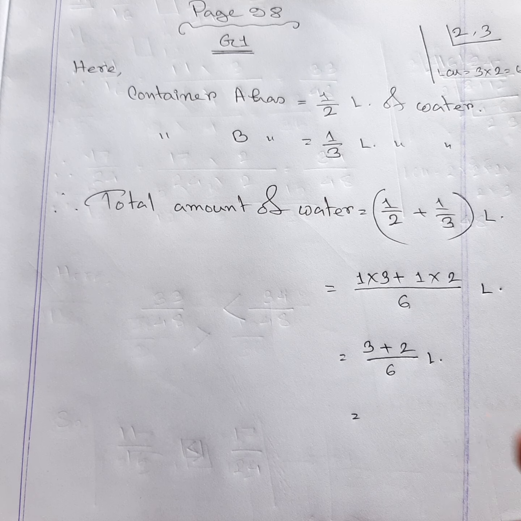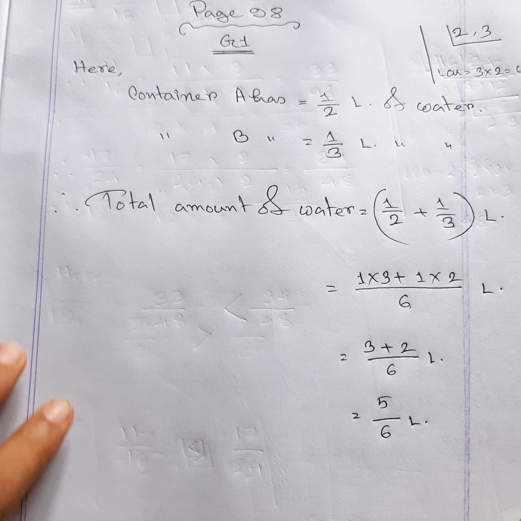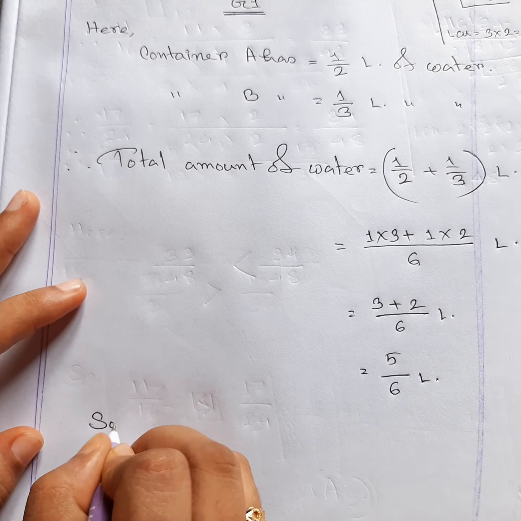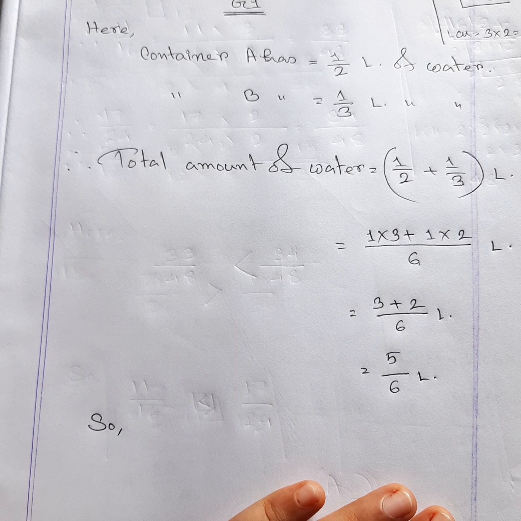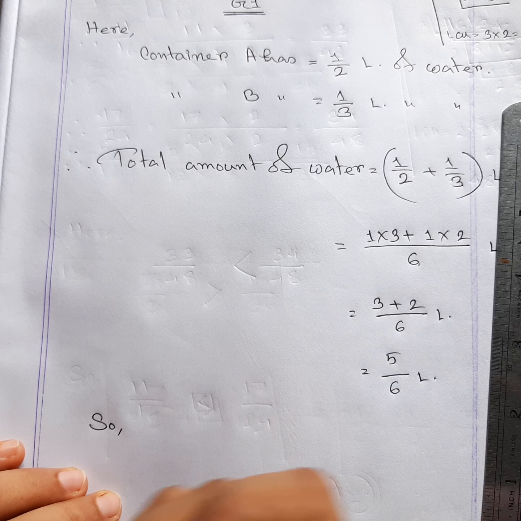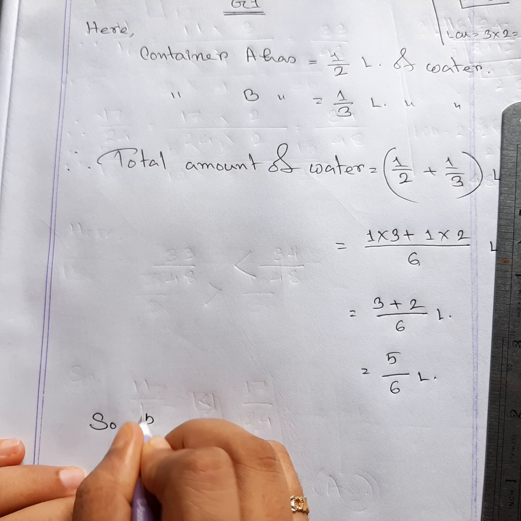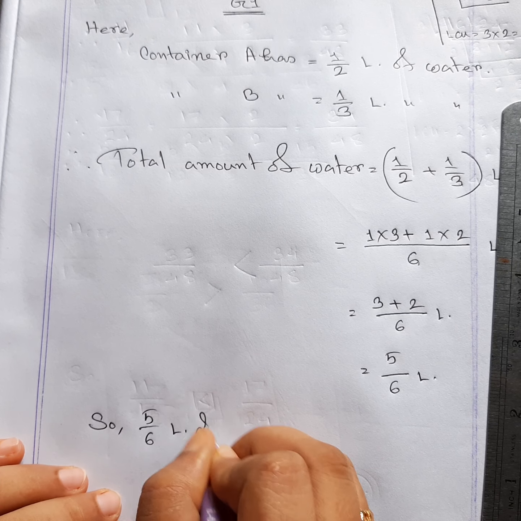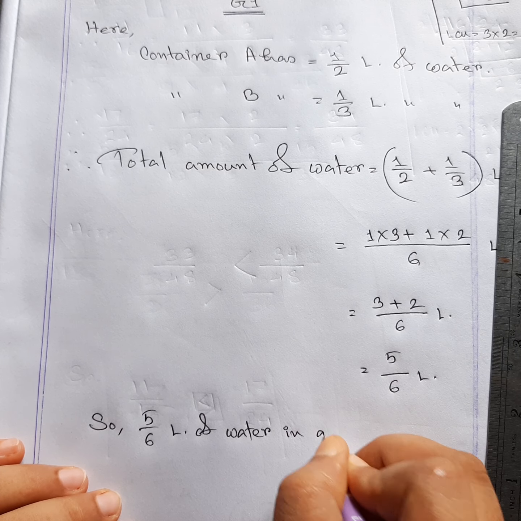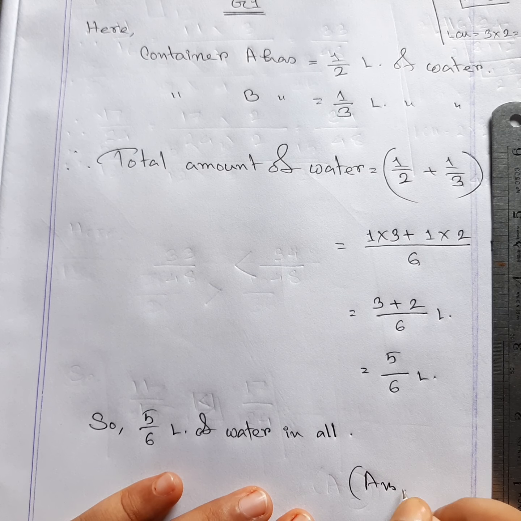And you can see it is 5/6 liters of water. So what we'll say? Skill, the savior of the day. So what we're going to say? 5/6 liter of water in all. Exactly the last line of the question, and this is how you are going to write down the answer.